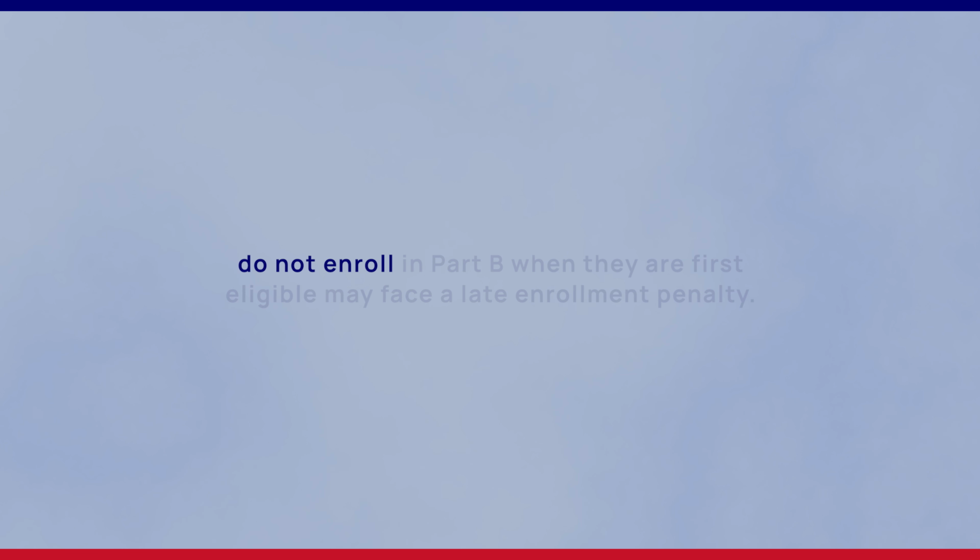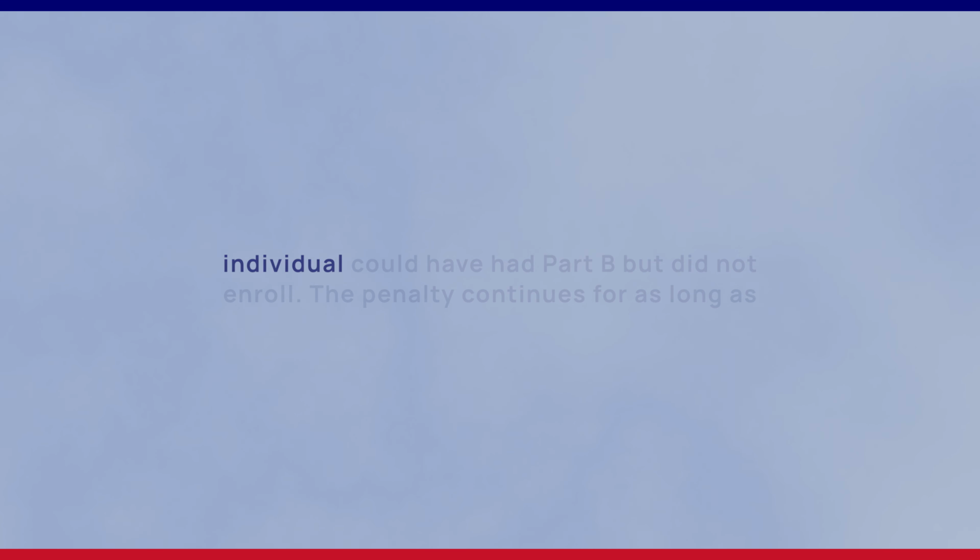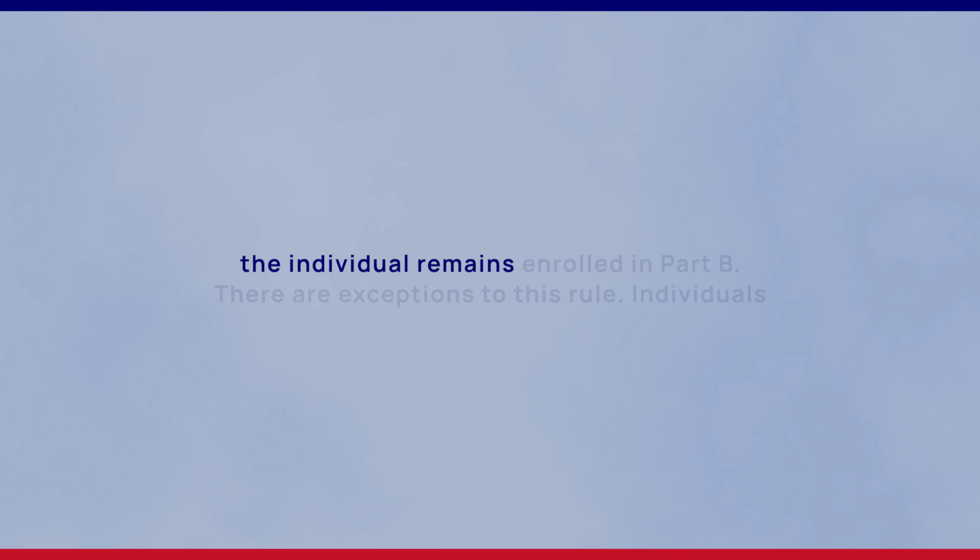Individuals who do not enroll in Part B when they are first eligible may face a late enrollment penalty. This penalty increases the Part B premium by 10% for each full 12-month period that the individual could have had Part B but did not enroll. The penalty continues for as long as the individual remains enrolled in Part B. There are exceptions to this rule.